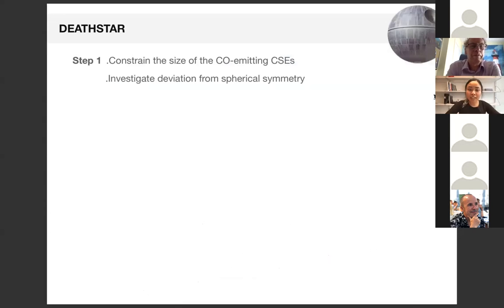Therefore, the first step of the DEATHSTAR project is to constrain the size of the CO emitting circumstellar envelopes. This is in order to reduce the uncertainties on the mass loss rate and investigate deviation from spherical symmetry in order to assess how valid our assumptions and therefore our method is.